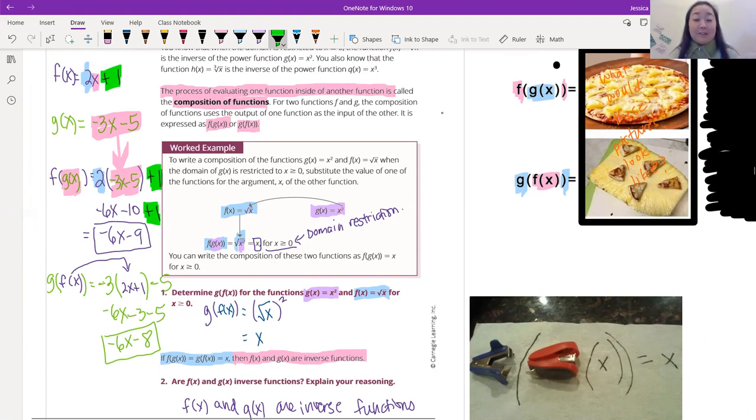But it's composite functions. It's the same thing. Composite meaning we're going to take two functions and put them together, kind of thing, right? And that's how we say that.